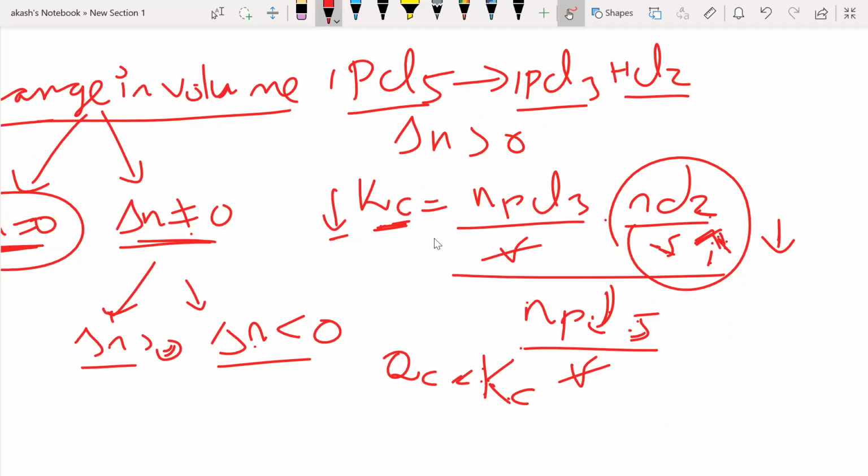Right? So now what will happen? Obviously it is going to move in the forward direction. Okay, it is going to move in the forward direction. Hope everybody understood what I did here.